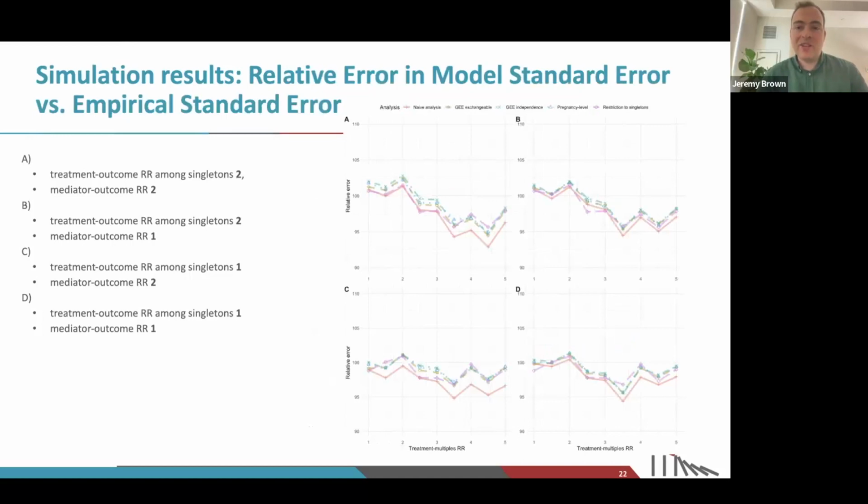And we can also compare the model standard errors to the empirical standard error here and see, is the model standard error too small? And we can see that the approaches have fairly similar relative error in the model standard error, with the, if you will, naive approach, doing analysis without taking into account clustering at the infant level, having slightly smaller standard errors relative to what they should be. Yeah.